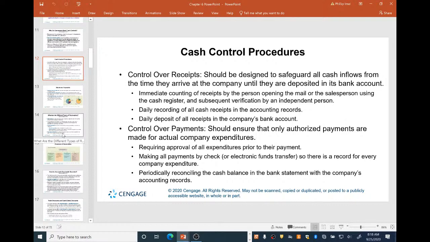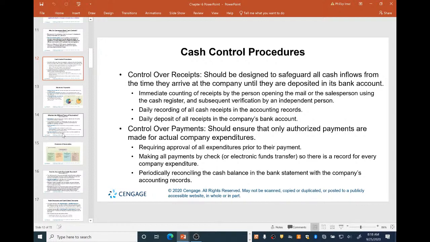Cash control procedures, a lot of times, the long and short is you want to have segregation of duties here, right? So you want to make sure there's a different group of people or a different person doing the cash receipts, and then a whole other separate person doing the cash payments. Okay, so that's what they're saying here. Long and short, that's all it is. You want to have segregation of duties.